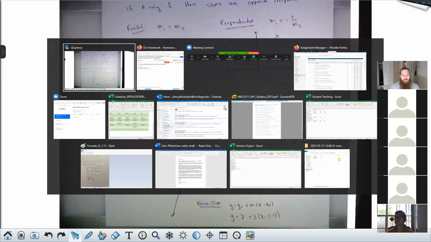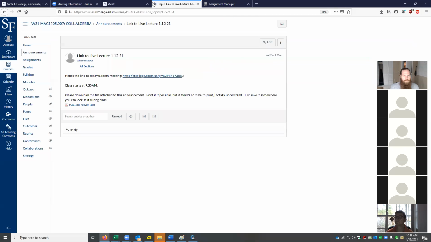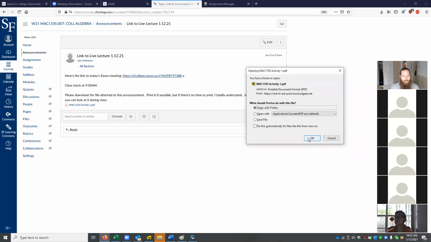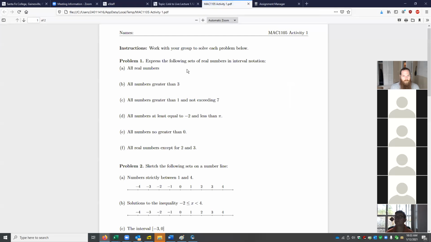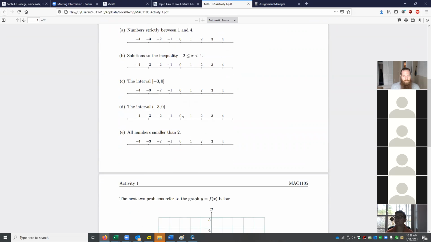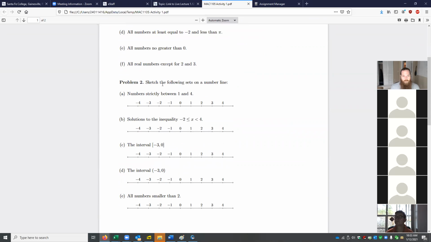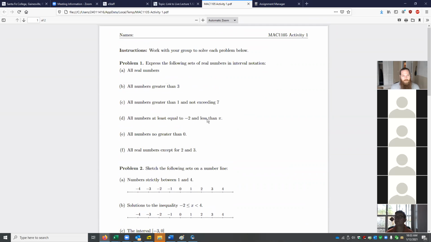I'd like you to open up the PDF that I attached to our announcement earlier today. Where was it? Here. Open up this PDF. It looks like this. And we're going to work through these problems together. In your breakout rooms, I want you to work through these problems together. You can work on your own page, or if you've been able to print this page, you can work on what you've printed, but I want everybody to have a say in the problem solving, and I'm going to come in and check in on you and try to talk to everybody a little bit.